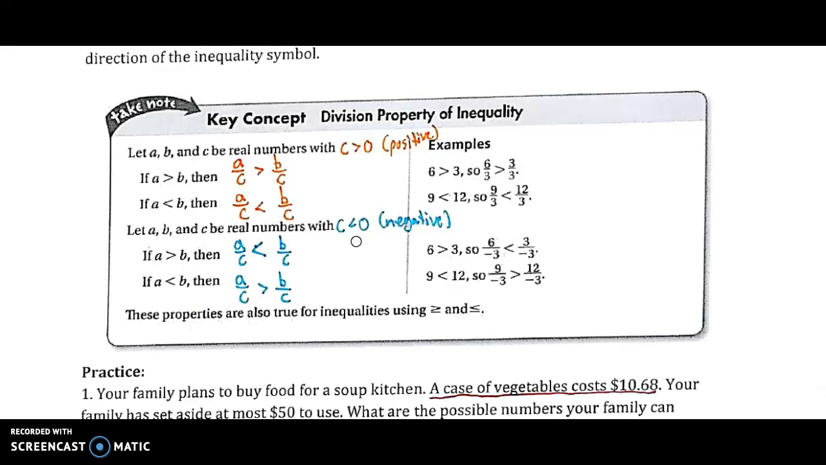But just like with multiplication, if I'm using a negative number to divide, if I take a divided by c, greater than becomes less than, so I'm going to flip that symbol.